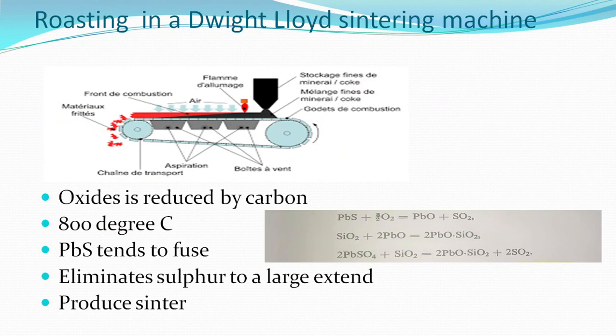So the next is the Dwight Lloyd sintering machine. The sintering machine consists of two rollers, which are connected with this conveyor belt.